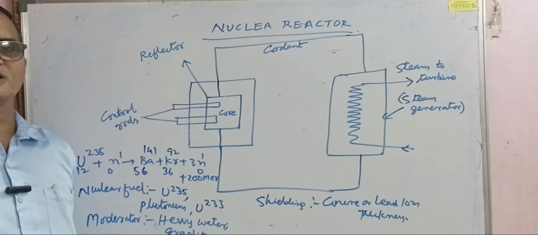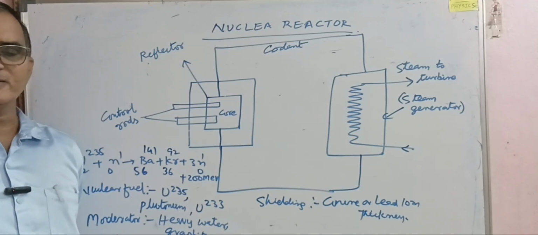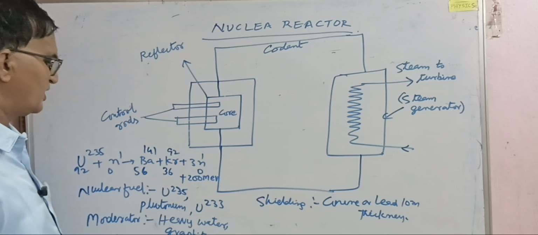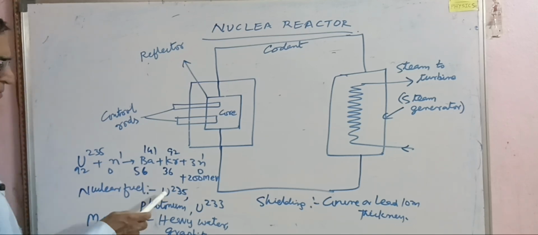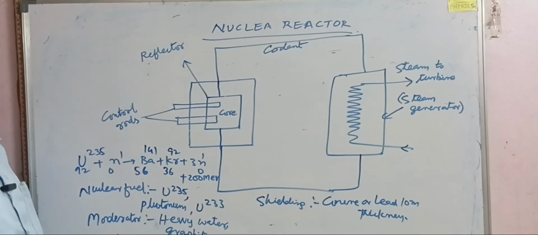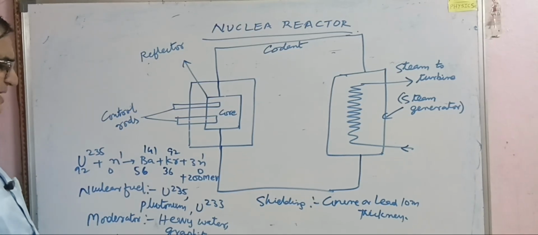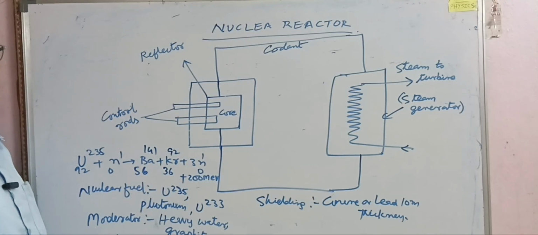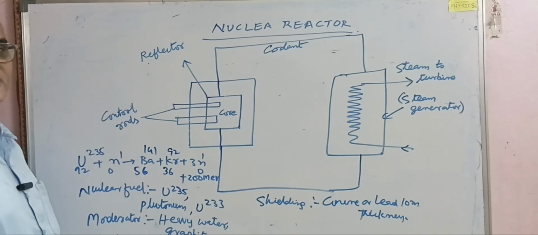First, among the various parts of the nuclear reactor, nuclear fuel is used. Uranium-235 or uranium-233 or plutonium is used as nuclear fuel. Inside the nuclear reactor, this fuel is kept in aluminum cylinders. In this, the nuclear fission reactions take place in a controlled manner.